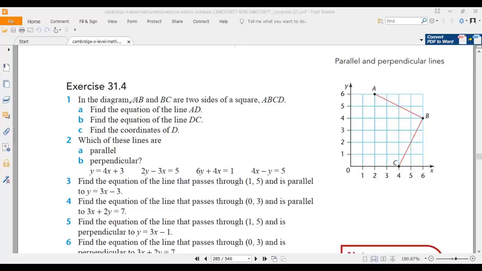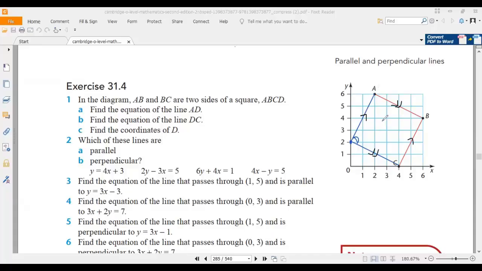So question number 1. In the diagram, AB and BC are two sides of a square, ABCD. So A, B, C, D. Suppose D is a point. We can just put a point randomly. And the question says this ABCD is a square. From the definition of the square, we know that all sides are equal and opposite sides are parallel. So here we can say that AD and BC should be parallel and AB and DC should be parallel to each other.